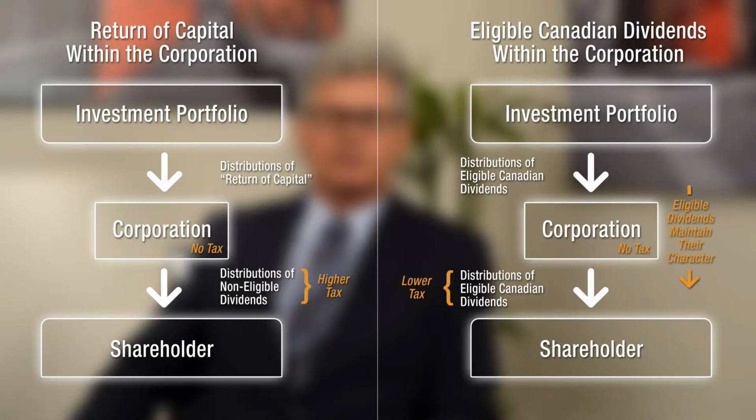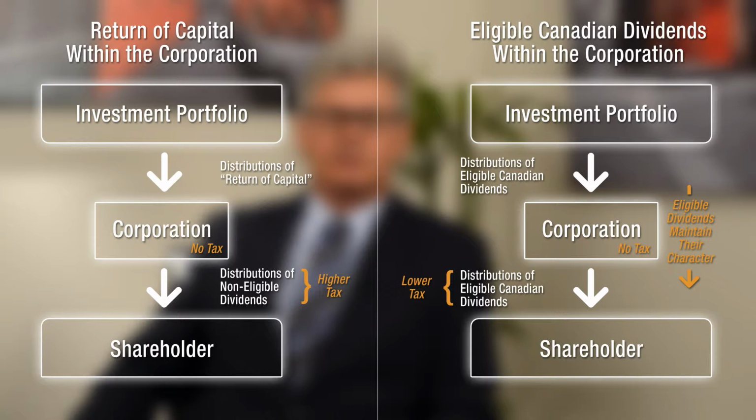Many advisors make the mistake of using return of capital in a Canadian-controlled private corporation's investment account to create the cash to pay out to the shareholder in the form of a dividend or a salary. This will create a current tax bill in the hands of the shareholder and a deferral inside the corporation. A more efficient way to create this cash flow to pay out to the shareholder would be the use of eligible Canadian dividends.